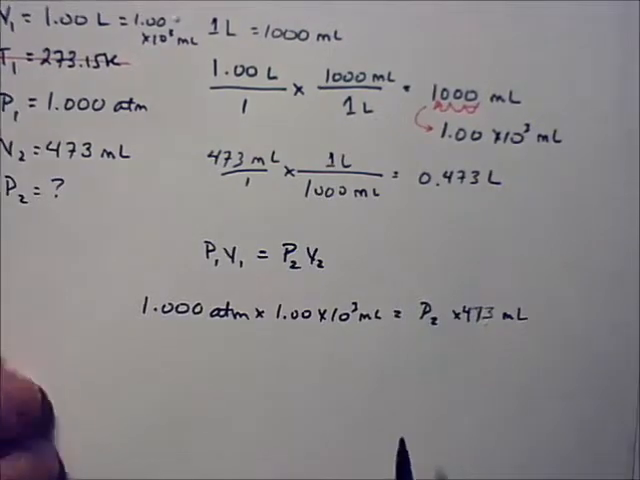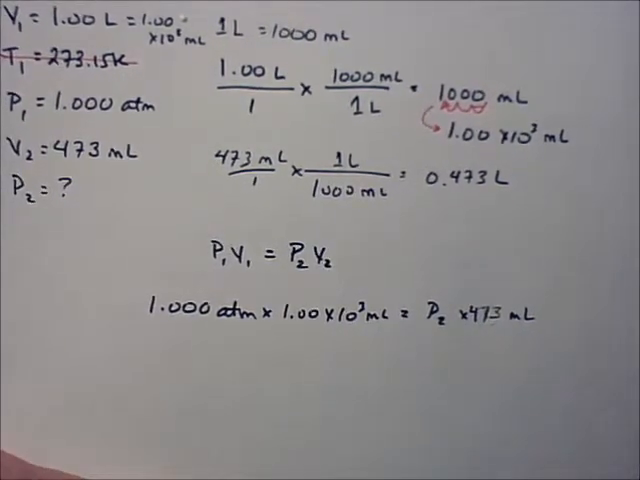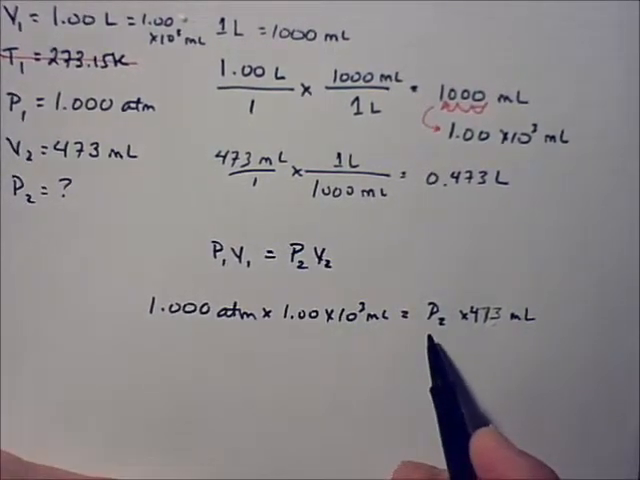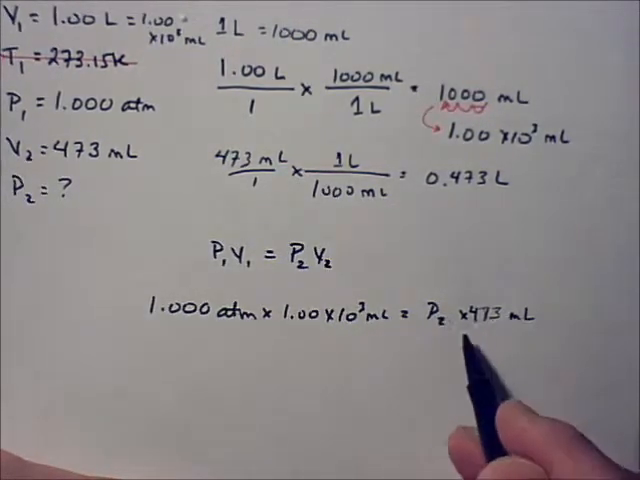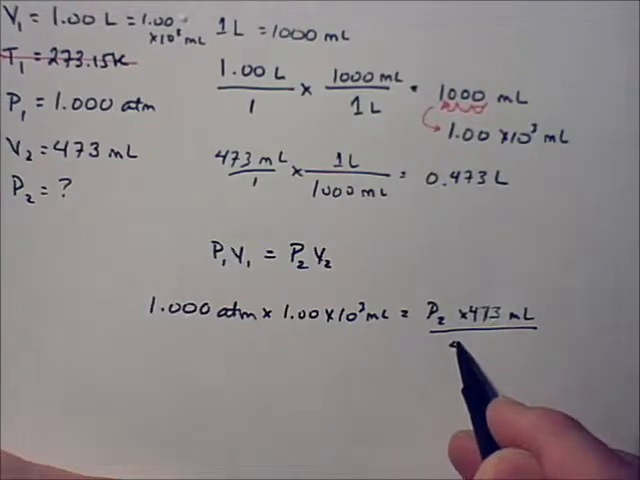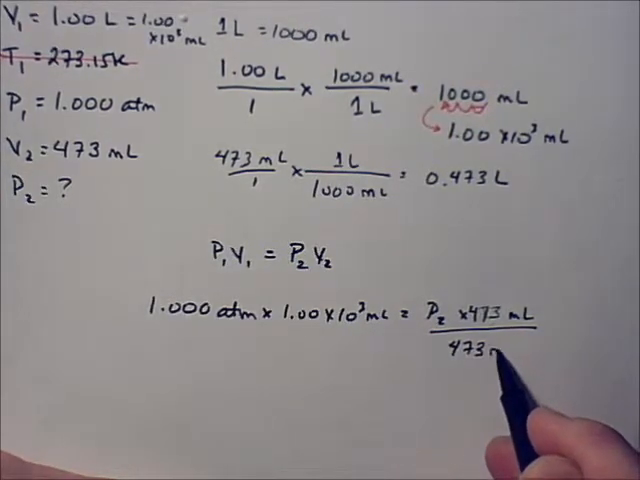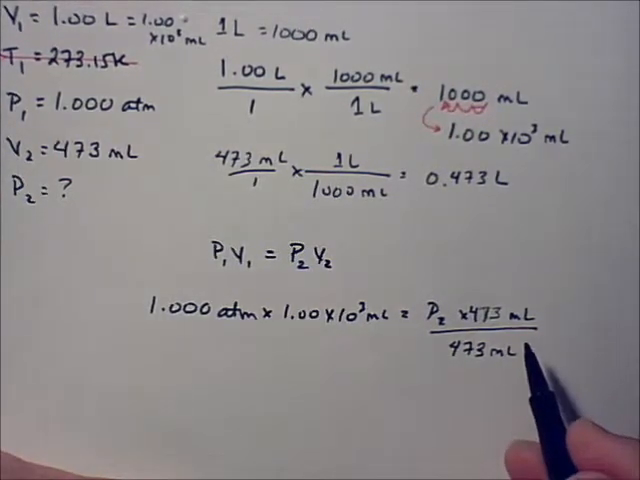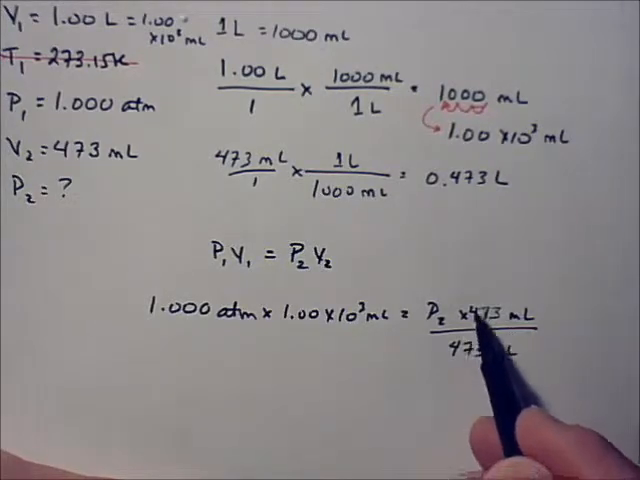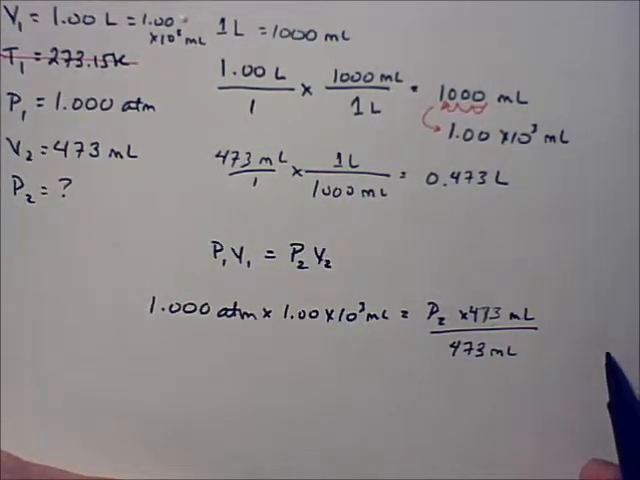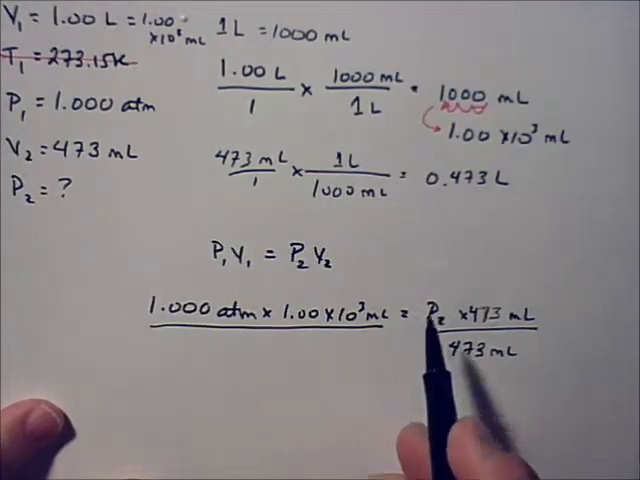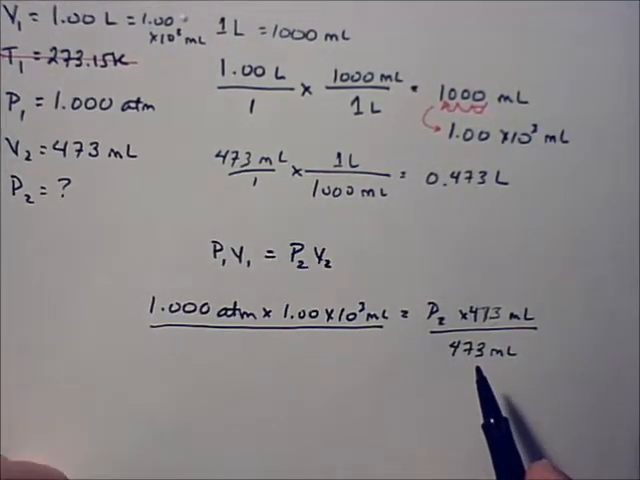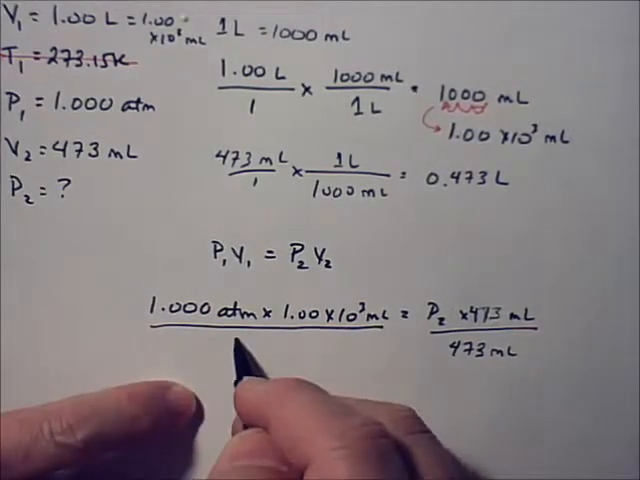Okay, and now we can isolate the unknown. The unknown is the variable we don't have a value for, so we're going to try to get it by itself, and to do that we're going to divide both sides by 473 milliliters, or you could have multiplied by the reciprocal. You could say put this over 1 and multiply by 1 over 473 milliliters. Would have been the same thing. I prefer to do that when I'm doing ideal gas because it just keeps everything neat and well arranged.